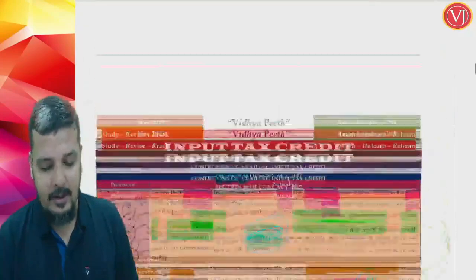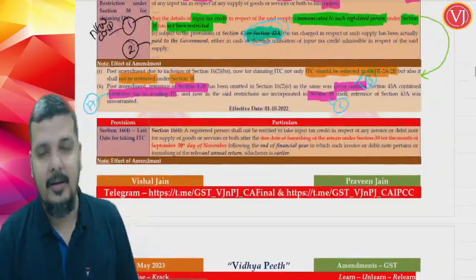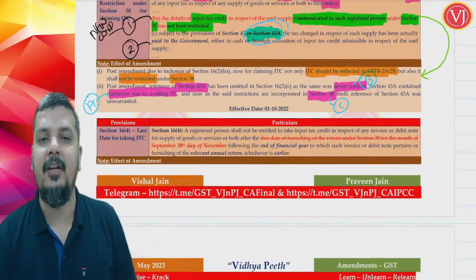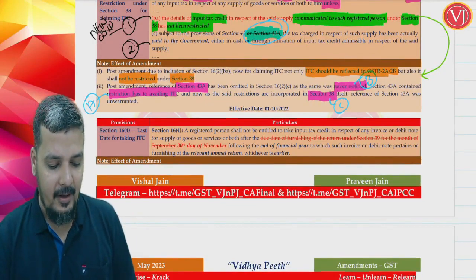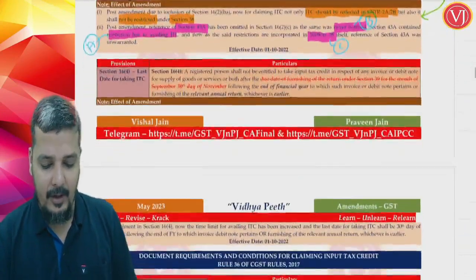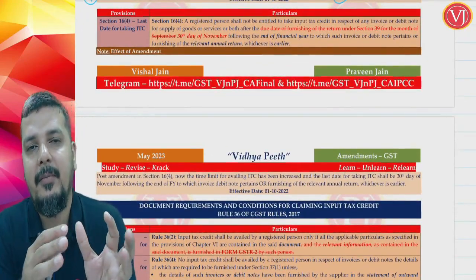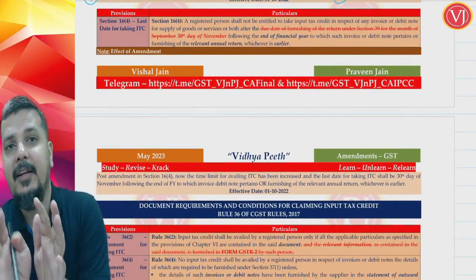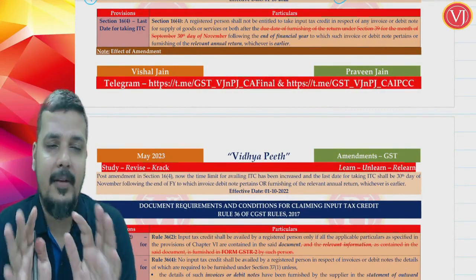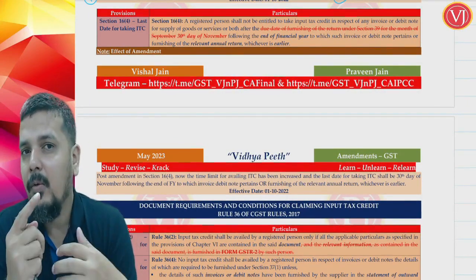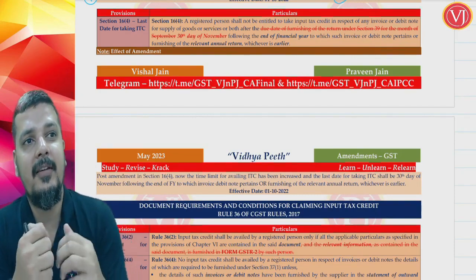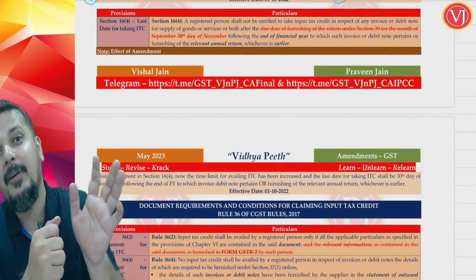Now coming back to the other provisions of your section 16 where the conditions have been affected. Now we are talking about the next condition. The one condition that is a new condition is my ITC should not be restricted. I should get the ITC in my GSTR 2B, that was earlier required. Now the amendment is it should not be restricted, which means I should take care of my suppliers also.